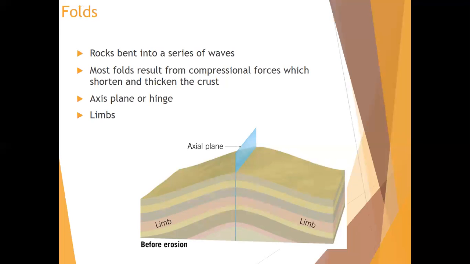Your horizontal surfaces are now bent as a result of permanent deformation. The layers are going to be bent around an imaginary axis. And this axis is called the axis plane, the hinge, or the hinge line. The rock structures that come off of that axial plane are the limbs. So those are the sides of your folded strata. So we can see rocks that are bent into a fold here, the axial plane, and the two limbs coming off of it. This one looks pretty simple.